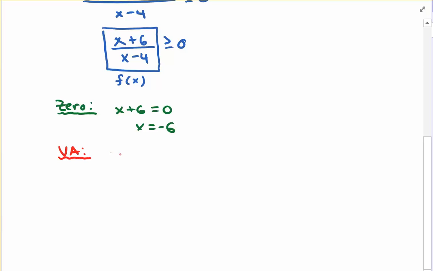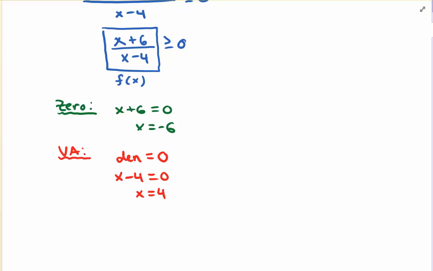And the way to find that out is to take the denominator of the rational expression, set it equal to 0, and solve for x. So the denominator of the rational function is x - 4. And it looks like when x is 4, we get division by 0. And as we discussed in class, that's going to create a vertical asymptote in our graph.